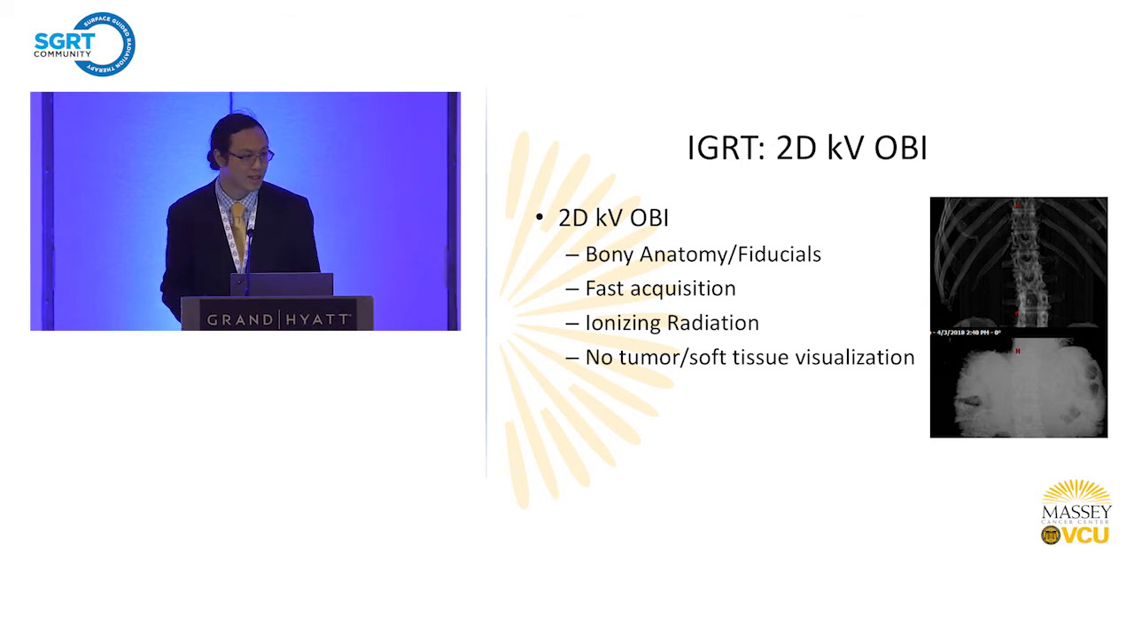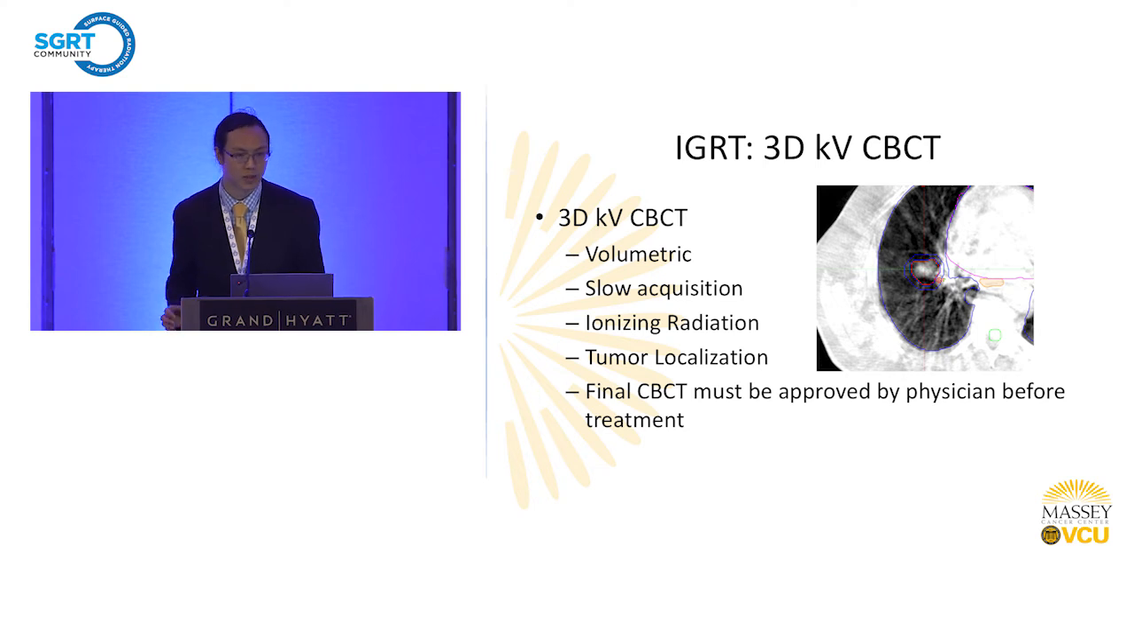The other thing is, of course, kV imaging is ionizing, so we have to be mindful of how often we want to use kV images, and we're not really able to see the tumor or soft tissue. So for that, we rely on cone beam CT for our volumetric imaging. Compared to 2D, it's a lot slower to acquire. We have to wait for a half rotation or full rotation, depending on your site. And of course, it uses even more ionizing radiation, which is why we like to combine 2D and kV techniques.